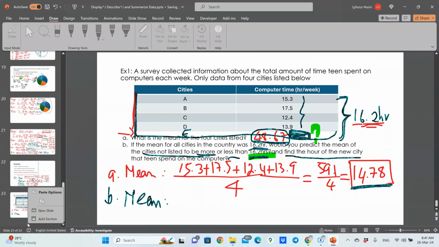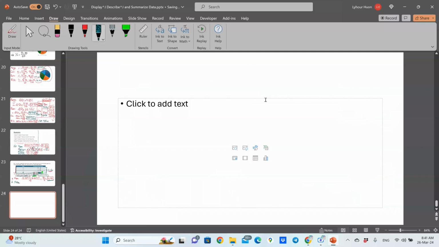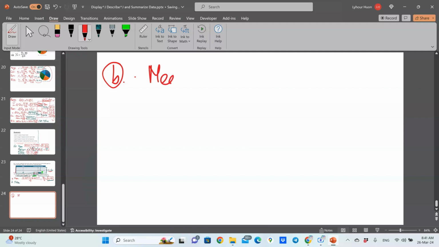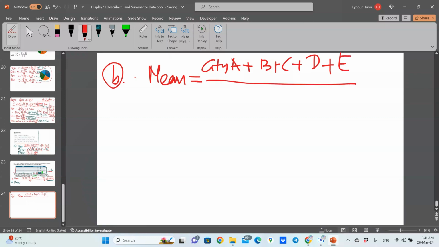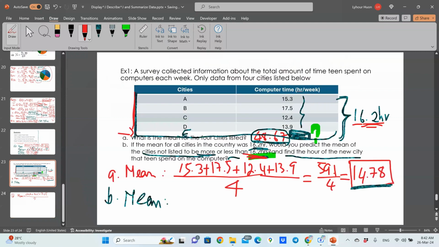Okay, let me go to the next slide. The mean of the whole country will be data of city A plus data of city B plus data of city C plus data of city D, also with the data of city E, which is not listed, and then we divide by 5. And we know that the mean of the whole country, including the not listed city, is 16.2.